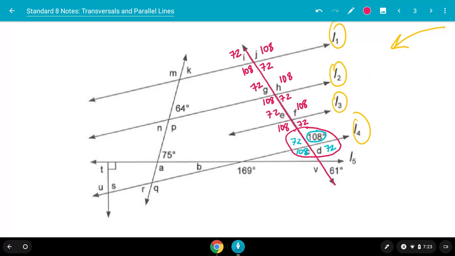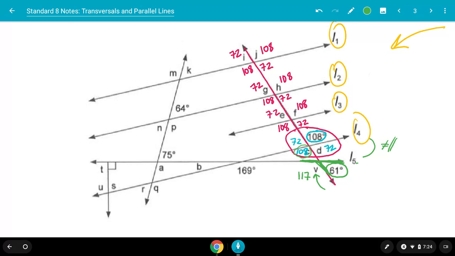Okay. Now, I also see over here this guy, this lonely 61. And they want me to figure out what V is, but I can't say that V is 108 like this guy because 4 and 5 are not parallel. These lines are not parallel. How else could I find V? Well, this angle here and this angle are supplementary, which means they add to 180. So 180 minus 61, V is 119.